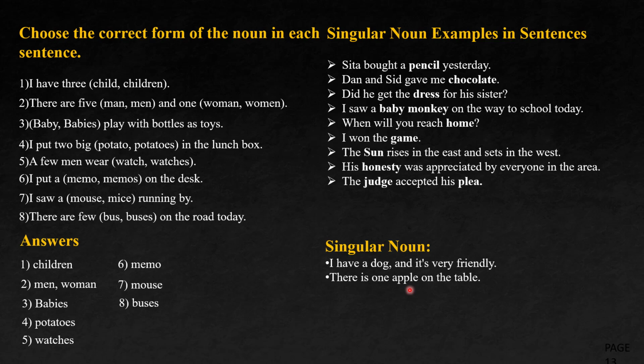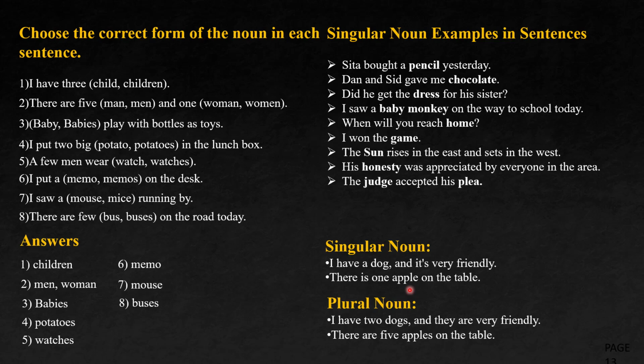When it comes to I have a dog, what will it become in the plural statement? When it comes to there is one apple, one becomes plural. You can remove one and add something else. Try to form the sentence. I hope you try to do it. Let's see the answer now.